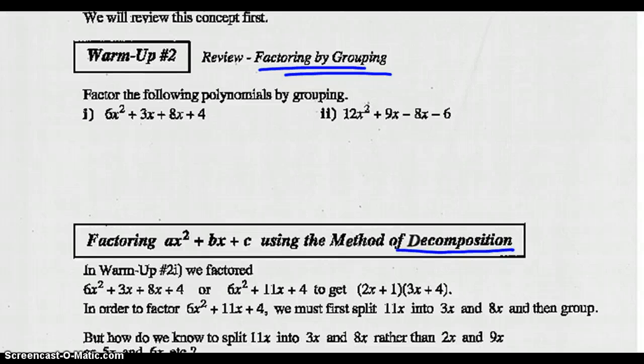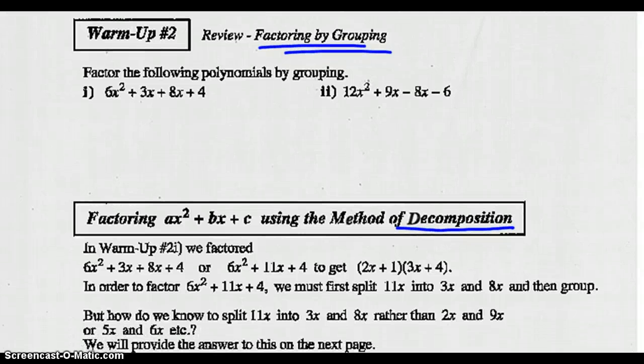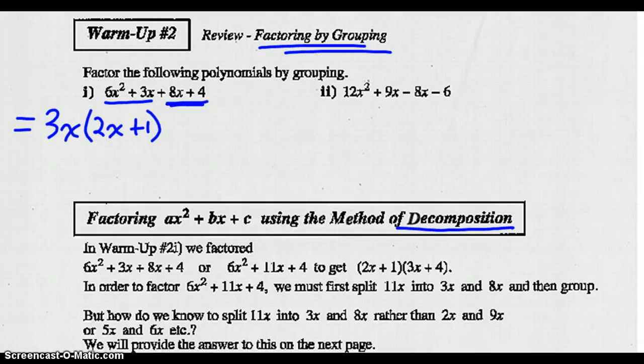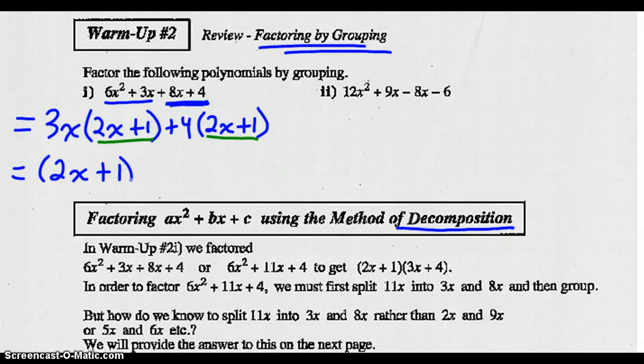by grouping. We had a little worksheet on that, and let's do a quick review of that. If I've got 4 terms and none of them have a common factor, I want to factor the first 2 terms and the last 2 terms by grouping. So the common factor of the first 2 terms is 3x. Divide both those terms by 3x, I'm left with 2x plus 1. The common factor of the last 2 terms is a positive 4. If I divide both those terms by positive 4, I'm left with 2x plus 1. You know you factored by grouping correctly if you've got a common binomial factor. We factor out that binomial of 2x plus 1, and we're left with 3x plus 4. I factored that 4-term expression by grouping.